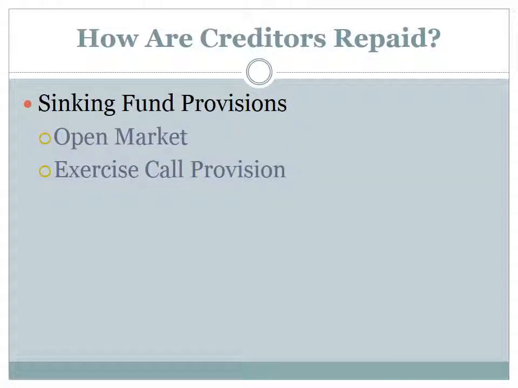How do you repay bondholders? Well, we have what we call sinking fund provisions. And oftentimes what a corporation will do is pay off a certain portion of the debt each year. There are two ways in which they can do that. They can either go out into the open market and just buy up a certain portion of their debt each year, or if they issued what we call callable bonds, then they can just call in so many of the bonds each year. And callable bonds are very common.